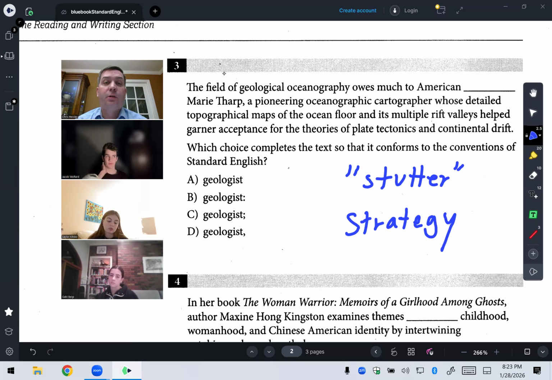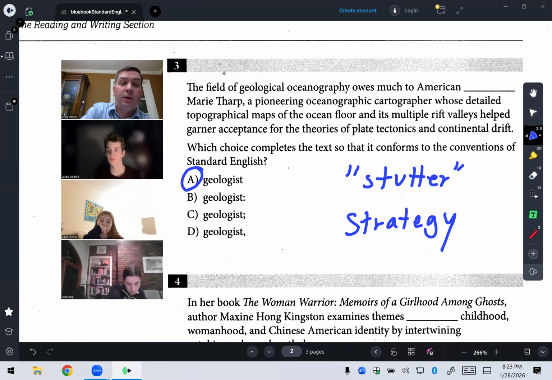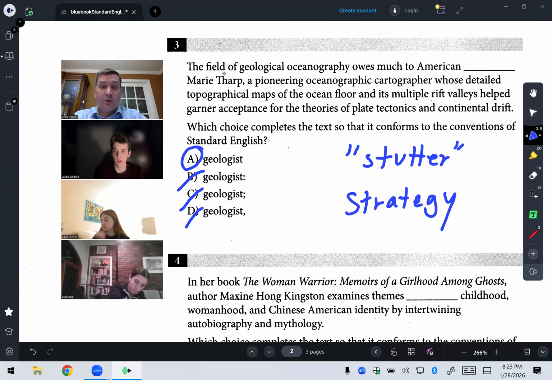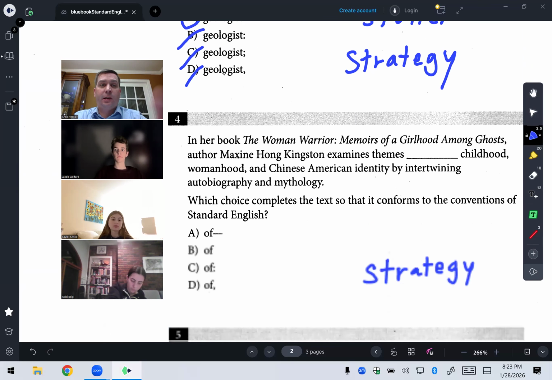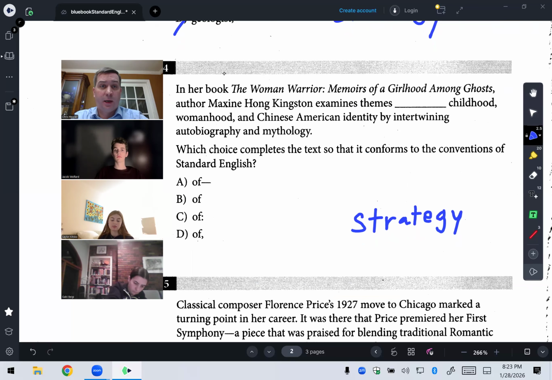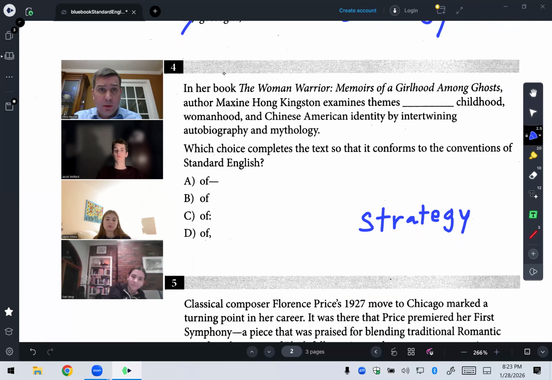The field of geological oceanography owes much to American geologist Marie Tharp, a pioneering oceanographic cartographer. Would anyone ever say that, or would you say this? The field of geological oceanography owes much to American geologist Marie Tharp, a pioneering oceanographic cartographer. Yeah, you would never pause there. So I'm just calling it the stutter strategy. It's just something I invented, like this is Hessler's pick a number or whatever. Thank you, College Board. Here's another one, number 4.